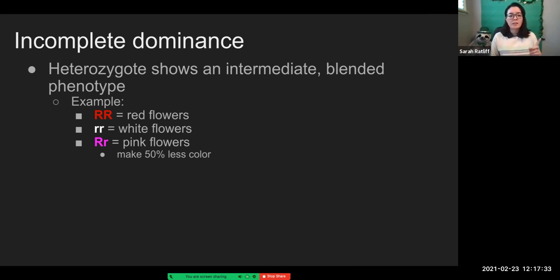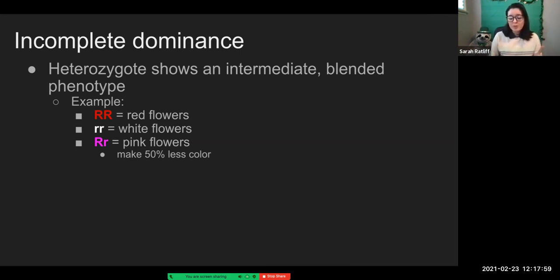However, things get a little bit different when we look at our heterozygotes. That big R, little r genotype will give us the phenotype of pink. Well, how do we get the pink? We're going to have about half the amount of color. When we mix white and red, we get pink. It's sort of a blend of those two phenotypes.